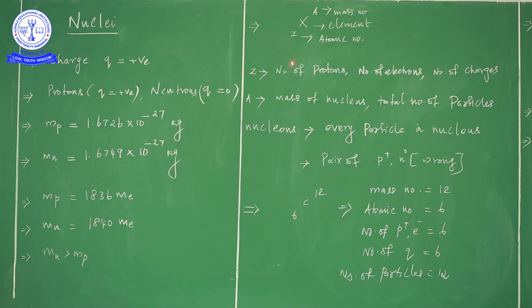Now we are going to study about the nucleus. For simplification we are taking alphabets. So X is an element, Z denotes the atomic number, and A is the mass number. From that, the one at the bottom of the element, Z, denotes the atomic number, and A denotes the mass number. So what does the atomic number indicate?